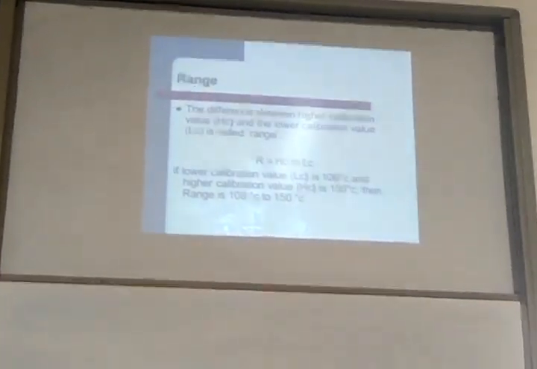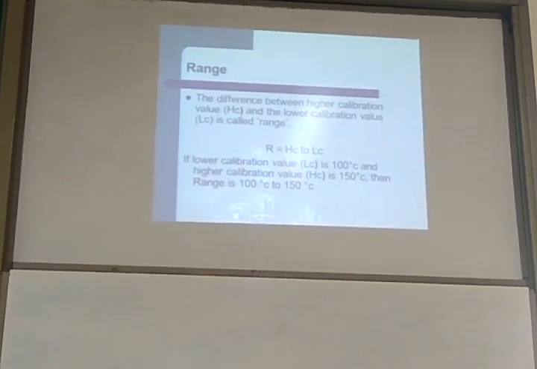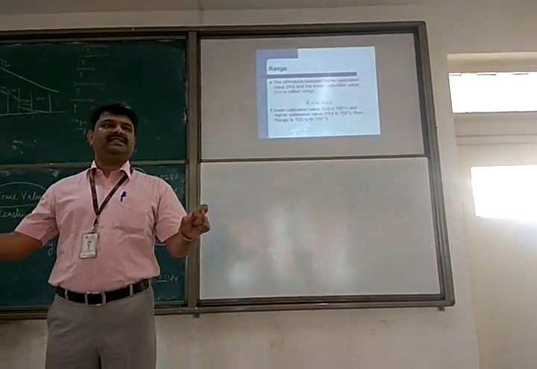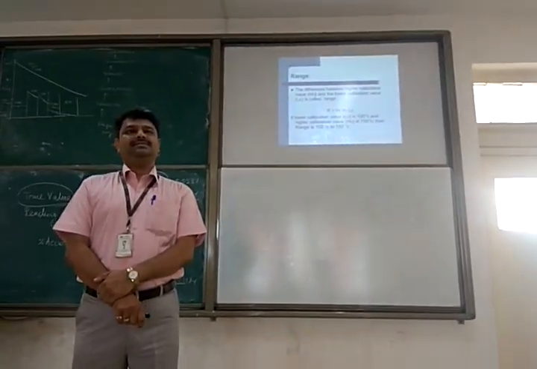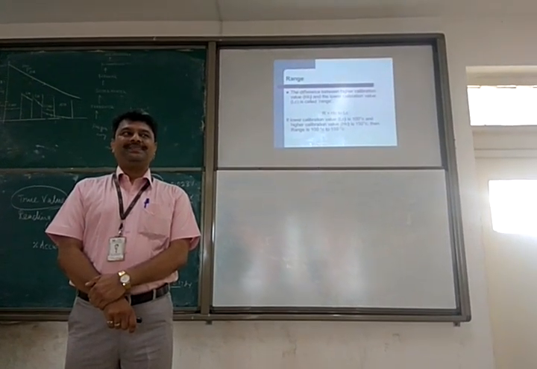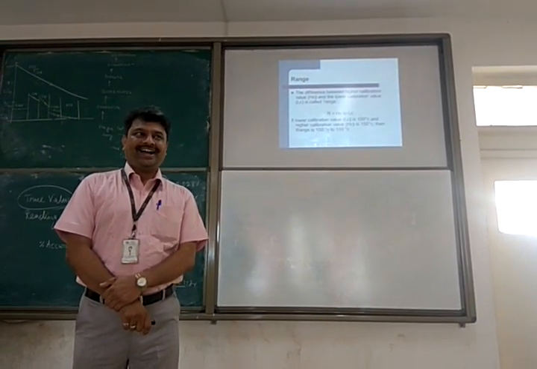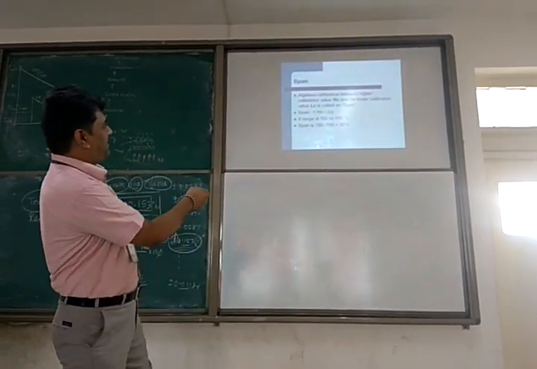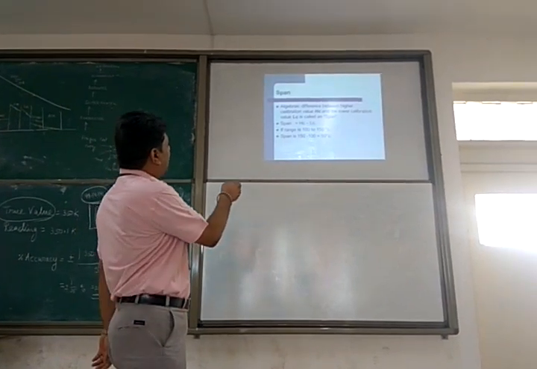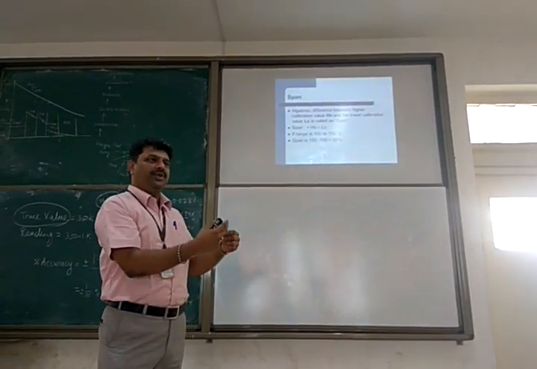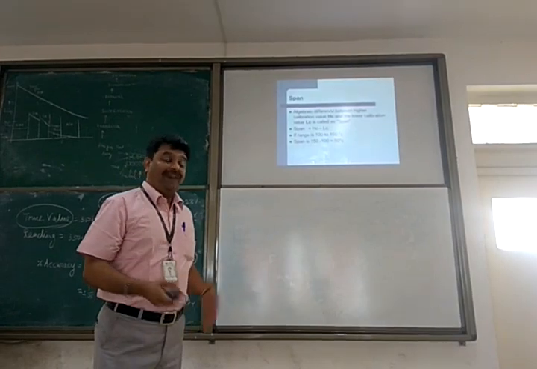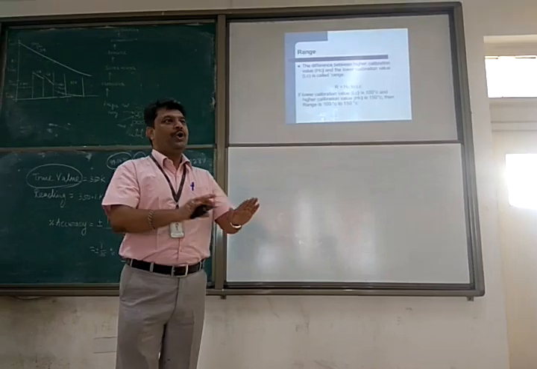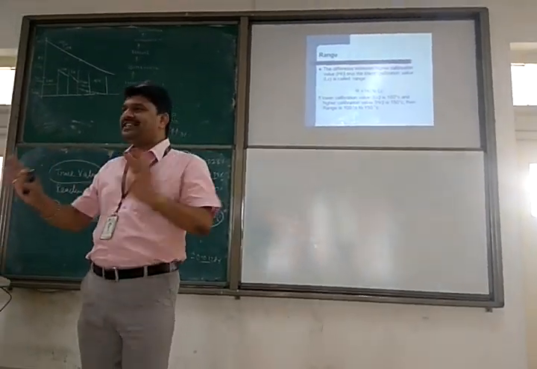Range is very simple. Suppose you buy an instrument, you can measure from minus 40 degrees Celsius to 100 degrees Celsius. What is the range of the instrument? That's called span? You have another term to describe that. Whatever I described is actually range. So minus 40 degrees Celsius to 100 degrees Celsius is the range of the instrument.